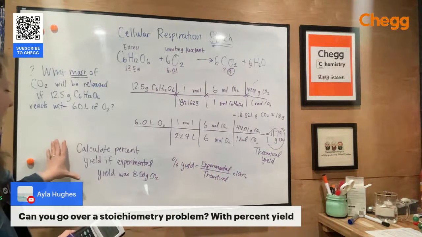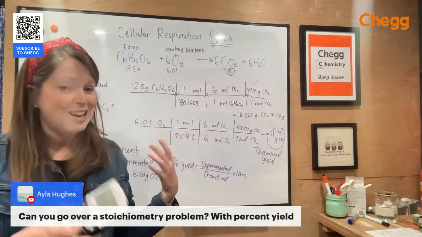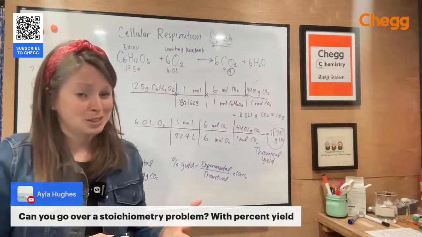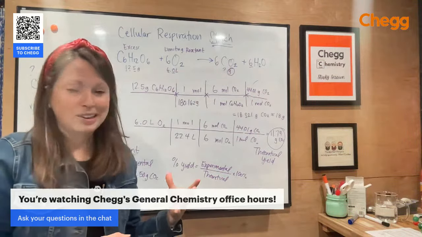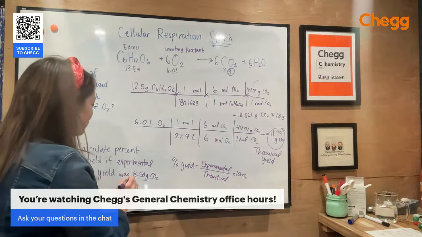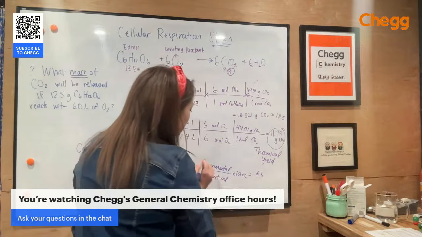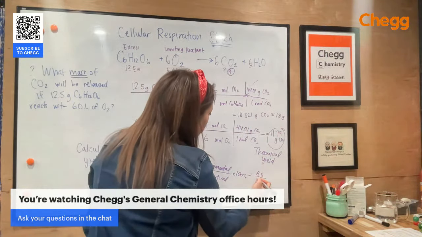There are going to be times in lab where you measure something and it's wet and all of a sudden you have a 400% yield. Could that happen? Could you make 4 times as much of something as you're supposed to? No, but there are errors in the lab. So all I'm going to do is I'm just going to plug these values in. Remember, all you have to remember is that it's always your experimental over your theoretical.